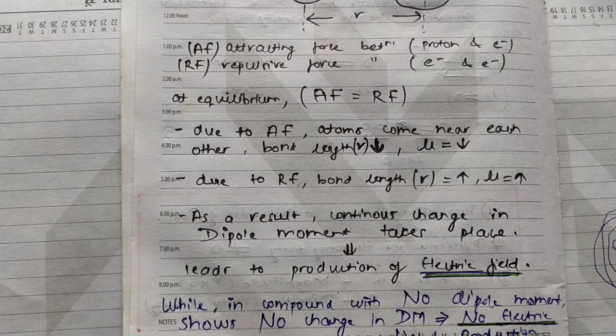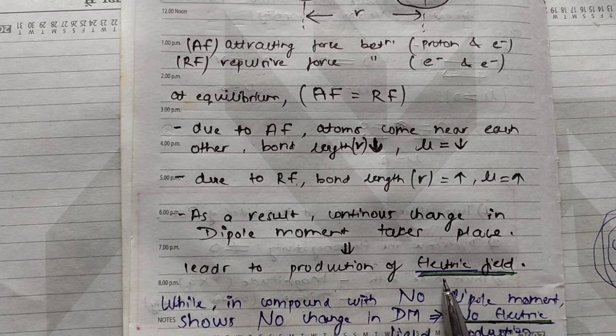changing. Why are they changing? Because of the vibration of a molecule. Because of the vibration of the molecule, the dipole moment is changing, and because of the change in the dipole moment, there is the production of electric field.